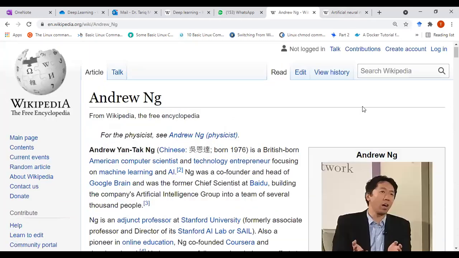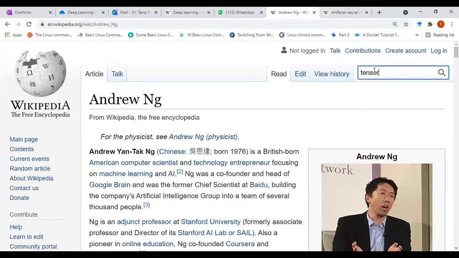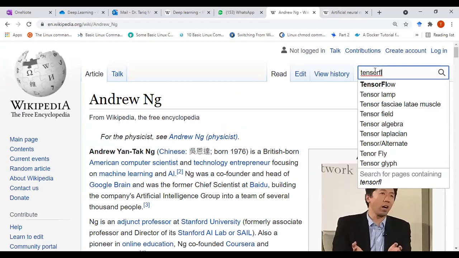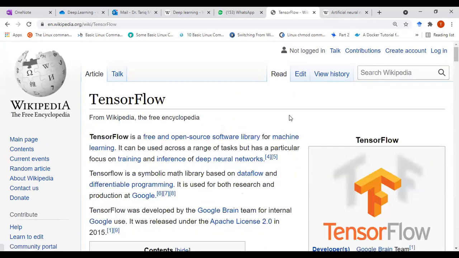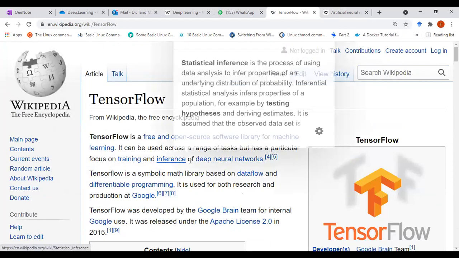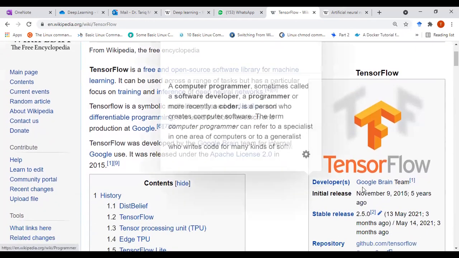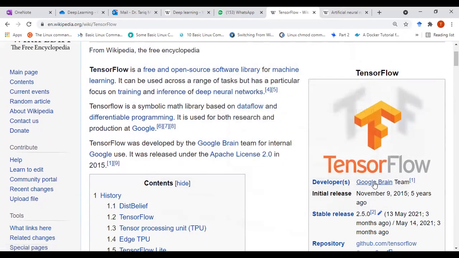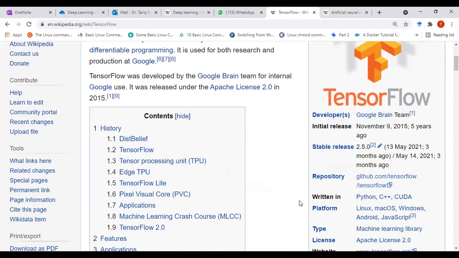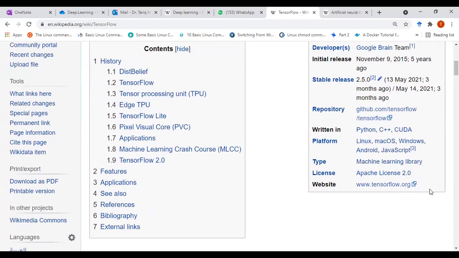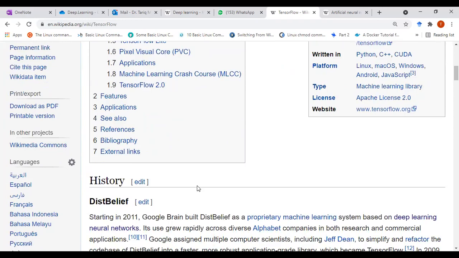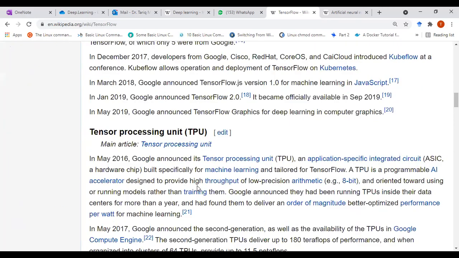What you need to understand right now is the APIs that are there. TensorFlow is the main API that you need to be looking for. It's basically for training and inference of deep neural networks. It was developed by Google Brain, where Andrew Ng and others work, okay? It has been around for some years now, like 5 years. It's a great API, so you can look this up.